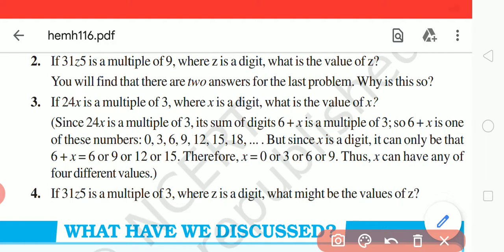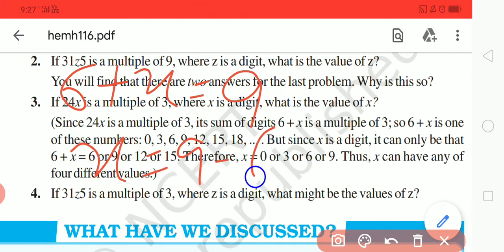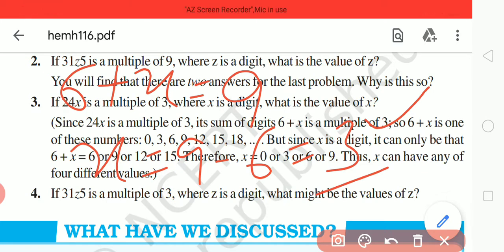So let us check the next value here. 6 plus x will be equal to the third multiple, that is 9, and x is equal to 9 minus 6, that is equal to 3. 3 is also a positive single digit, so it is possible. So the second value of x will be 3. First was 0, second was 3.